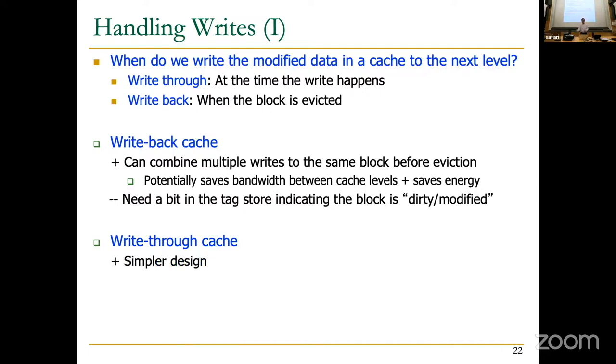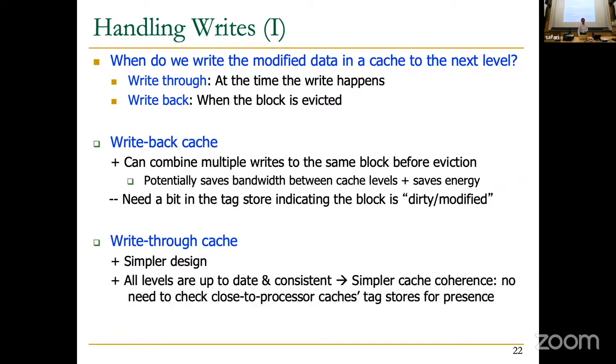A write-through cache is a simpler design because you don't need to keep track of this, let's say, dirtiness. And also you don't need to write back when needed. But of course, it's more bandwidth intensive and there's no combining of writes. There's another benefit of a write-through cache, which will become a little bit clearer when we talk about cache coherence very briefly in this lecture.